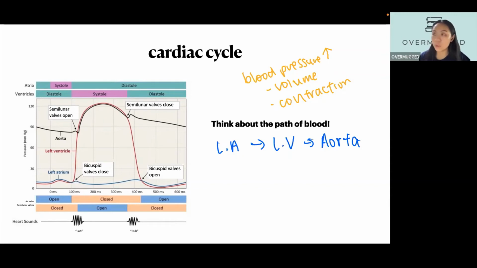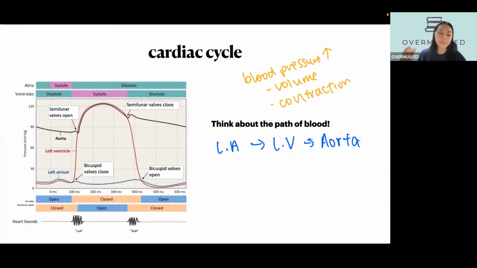We don't want the blood to backflow. Close the valve. And in this case, the left ventricle pressure is higher than the aorta pressure. Yes, we want the blood to flow to the aorta, right? That is the path of blood that we listed out here. Therefore, the semilunar valve will open.